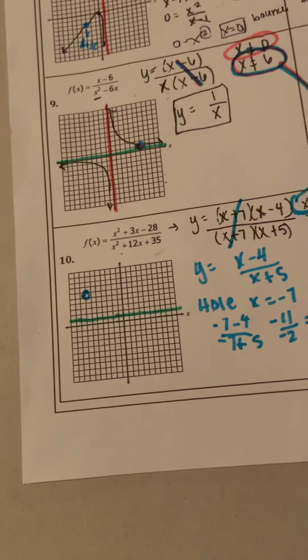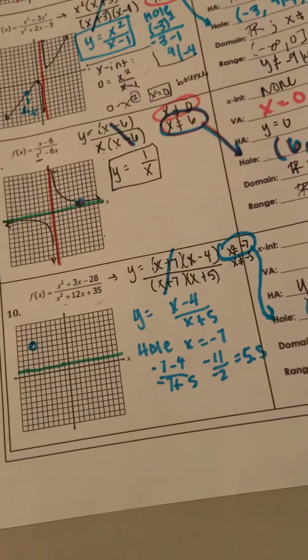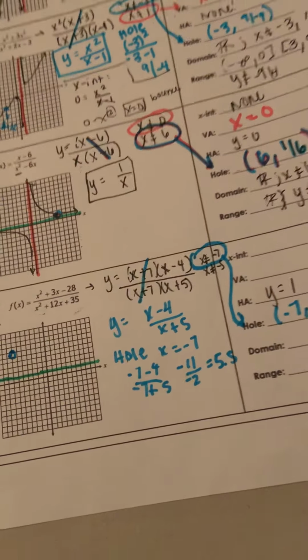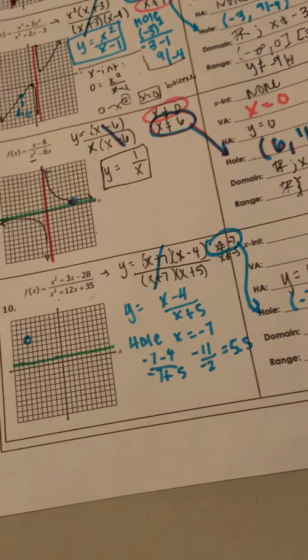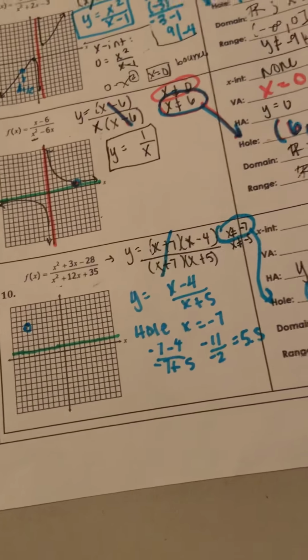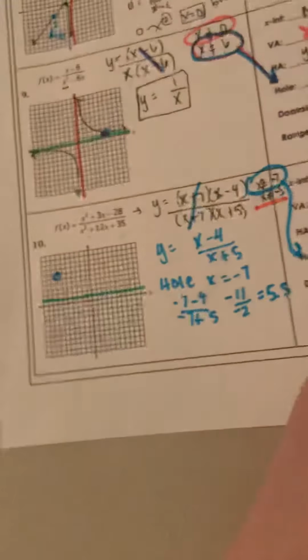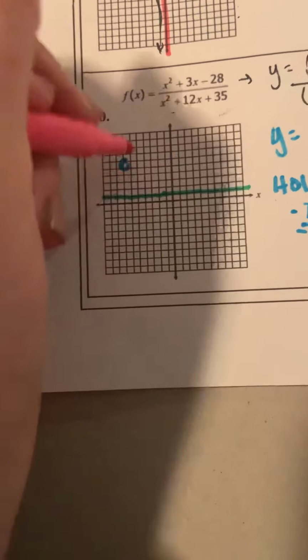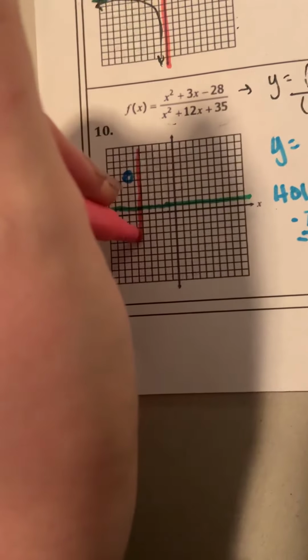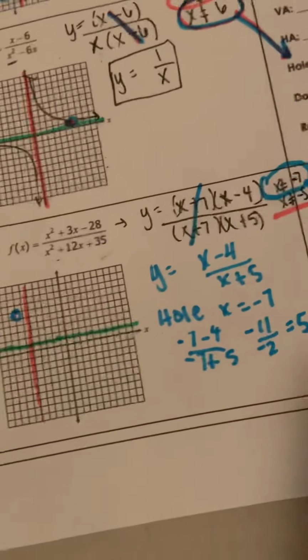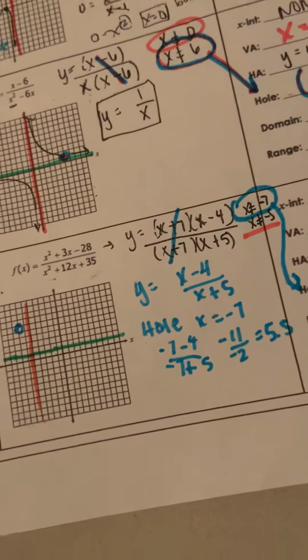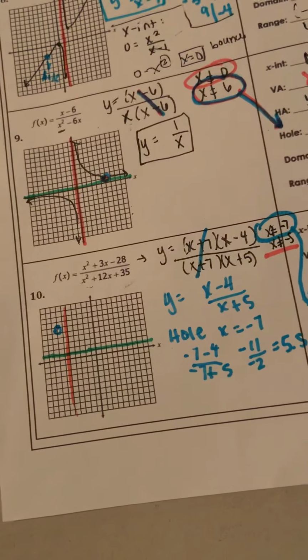Now I'm ready to find the other discontinuity, which is the vertical asymptote. So I remember I still have this -5 here. Since that did not cancel out, there was no x plus 5 on top. That is going to be my vertical asymptote. So this is going to become the VA, and I can go ahead and draw a line. 1, 2, 3, 4, 5. Okay, so at -5, I've got my vertical asymptote.